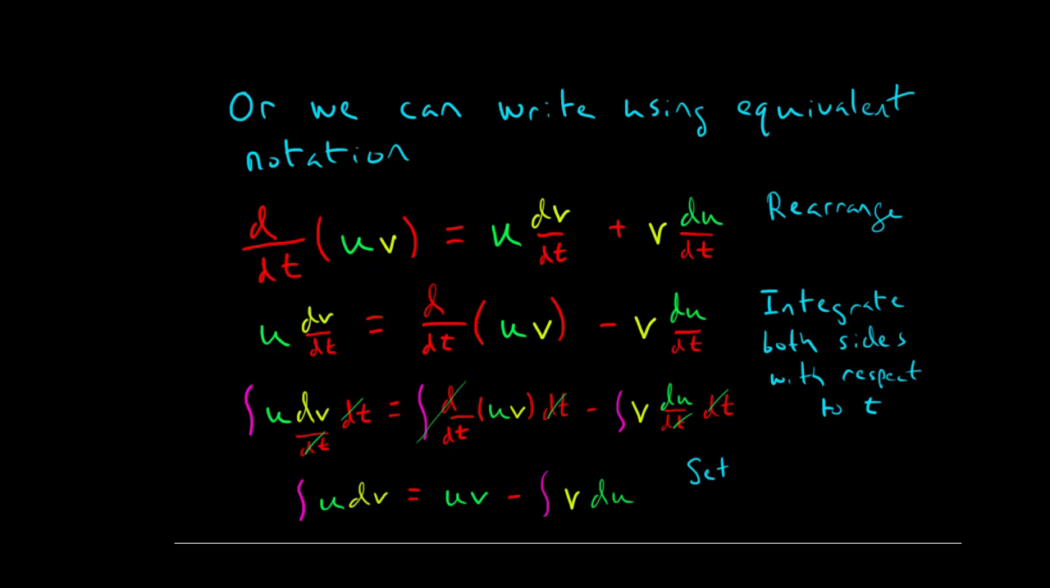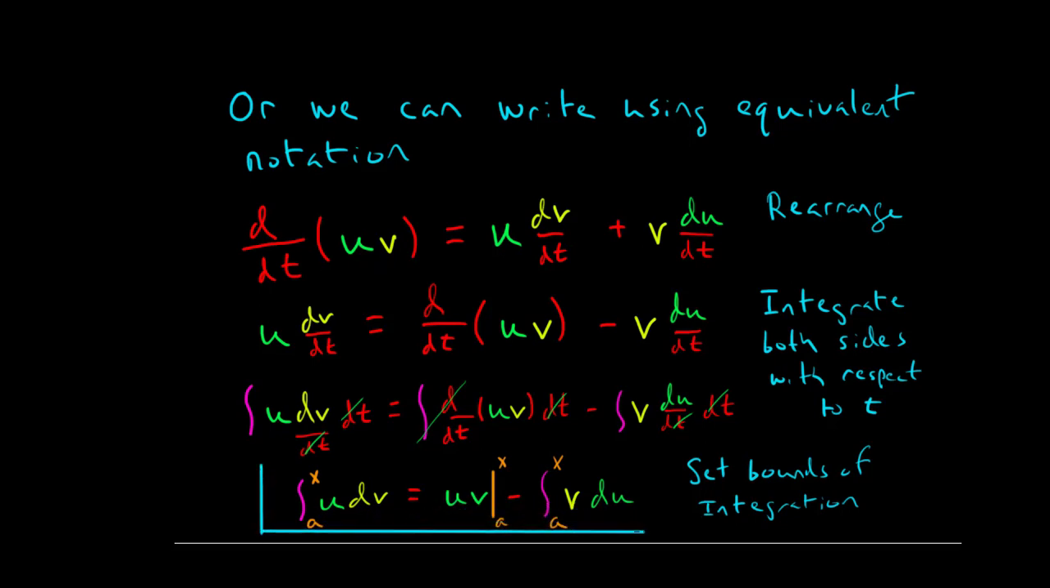And finally, I can set bounds of integration, which are arbitrary, so I'll call my bounds of integration x and a. So on the left side, the integral has bounds x and a, uv has bounds x and a, and the integral of v du has bounds x and a. And this expression is so important that I'm going to put a box around it. We're going to make use of it again and again in the remainder of this video. So what are we going to do with that? We're going to use this identity from integration by parts.